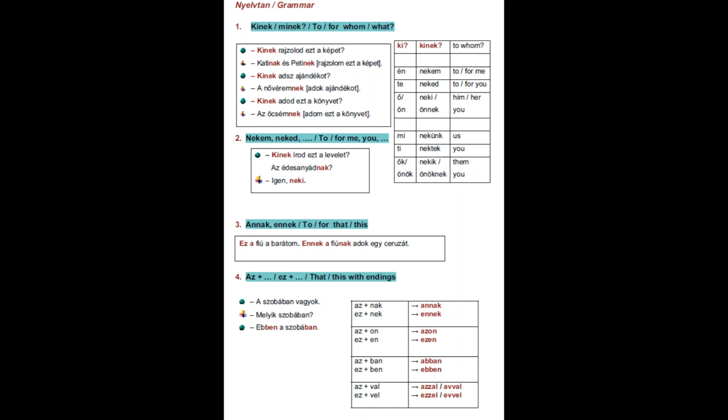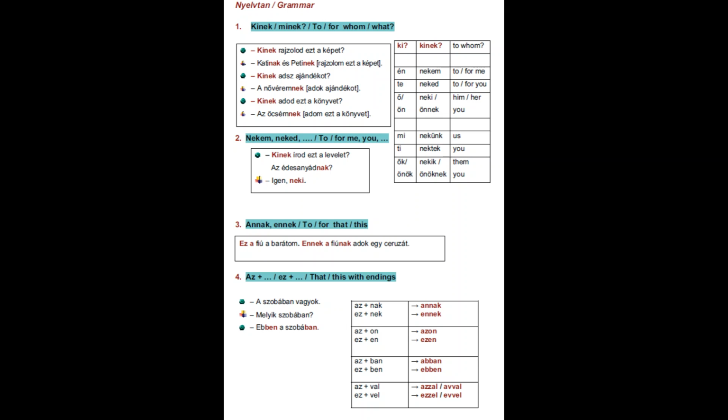So now let's go down to section 4 again, and there's the az and the ez. Az is that over there, right? That. Ez is this. It's closer to me. So, let's see what they have to say. How are we going to be using this here? A szobában vagyok. A szobában vagyok.